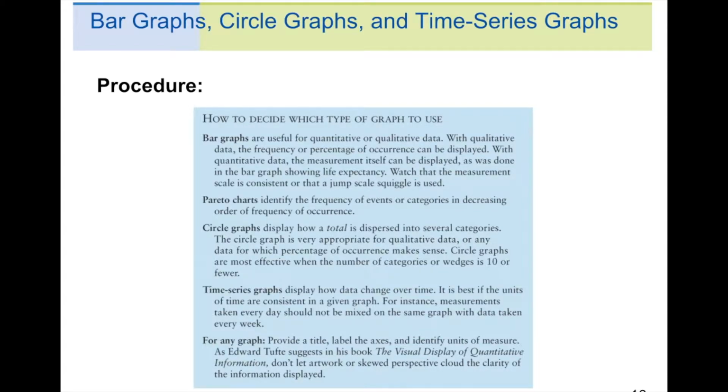Pareto charts identify frequency of events or categories in decreasing order of frequency of occurrence. Circle graphs display how a total is dispersed into several categories. The circle graph is very appropriate for qualitative data or any data for which percentage of occurrence makes sense. Circle graphs are most effective when the number of categories or wedges is 10 or fewer. Time series graphs display how data change over time. It is best if the units of time are consistent in a given graph. For instance, measurements taken every day should not be mixed on the same graph with data taken every week.